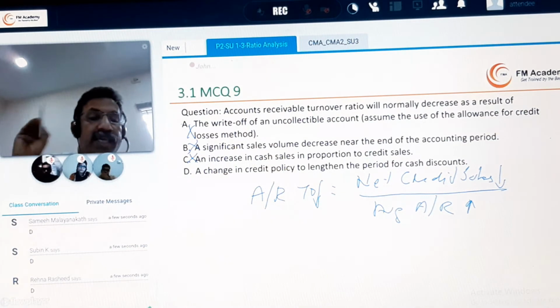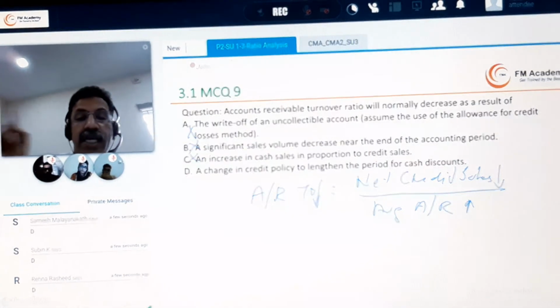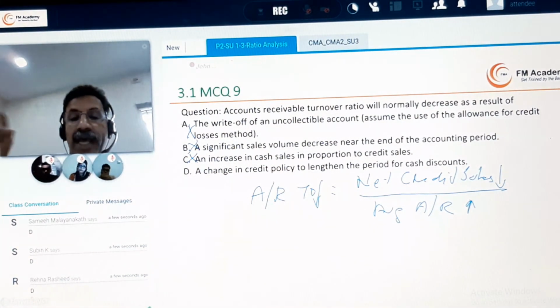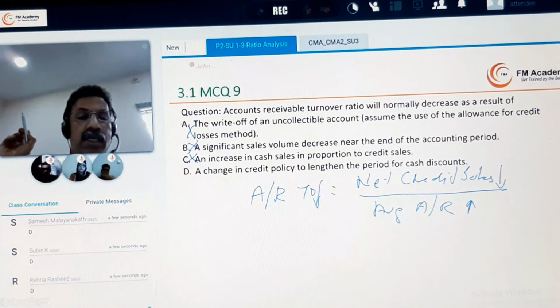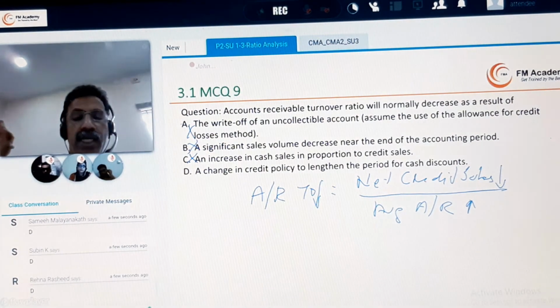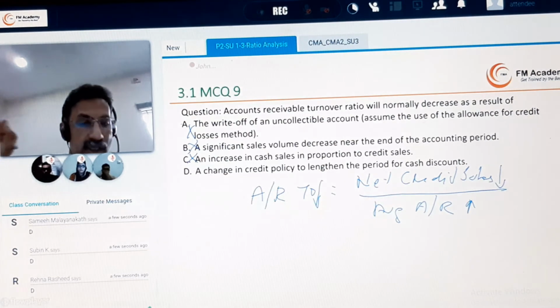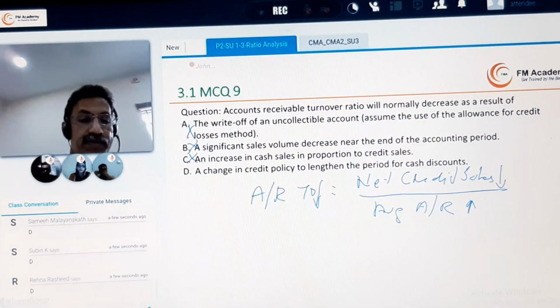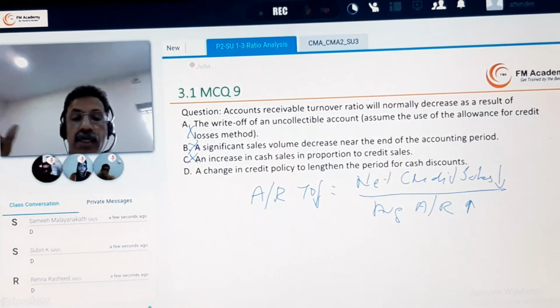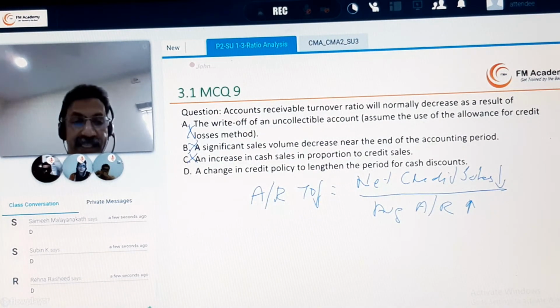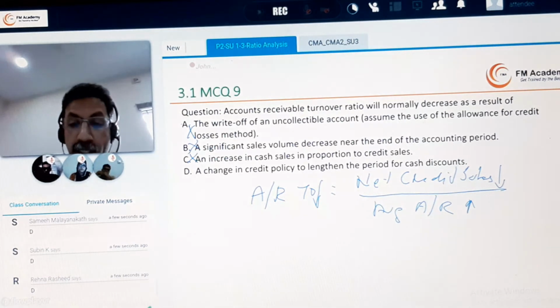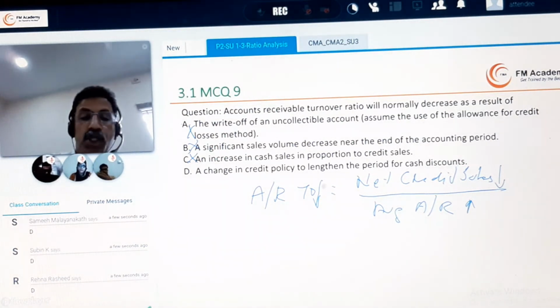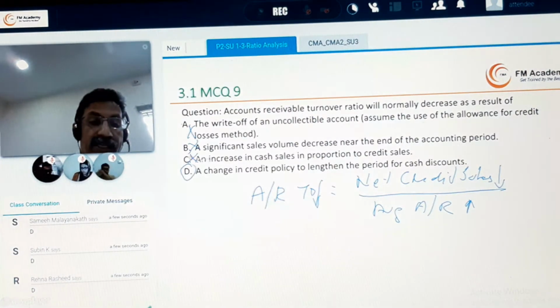So that is not the answer. So A, B and C are wrong. So D should be the answer. A change in credit policy to lengthen the period of cash discount means people who are sensitive about money will pay only on the last date of the discount, even if they are taking the discount. So that means their credit period is getting extended. So average receivable will go up, the denominator will go up, so the ratio will decrease. So this is the correct answer.